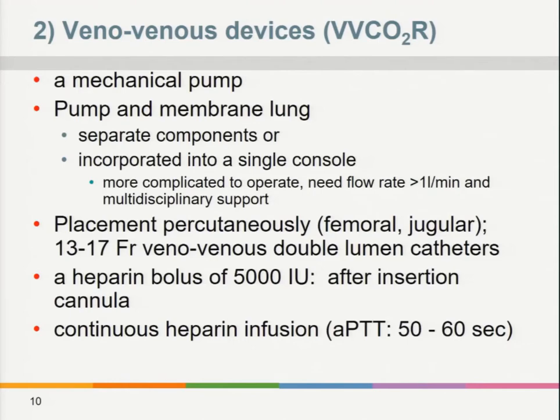So what about the venous devices? They differ from the arteriovenous devices because you need a pump to propel the blood into the circuit. Pump and membrane lung can be separate components or incorporated into one single unit. So they are more complicated to handle and often need multidisciplinary support. Placement is also percutaneous, and the cannulas vary from 13 to 17 French. And normally, after insertion, heparin is added, as well as a strict heparin infusion.